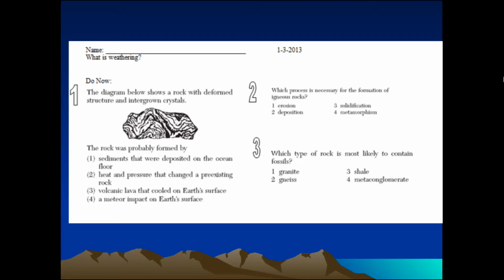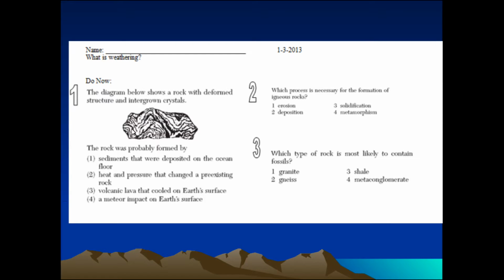I believe this was supposed to be the do now. Let's take a quick look. I'm not sure if you guys are going to get this because we had to skip over rocks and minerals, but I'll give you a minute to take a look at it. Basically, it says diagram below shows a rock formed with intergrown crystals. It's deformed. This one would actually be heat and pressure. So the answer would be 2. Heat and pressure changed a pre-existing rock. This rock we actually call schist.